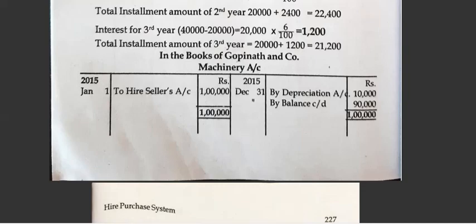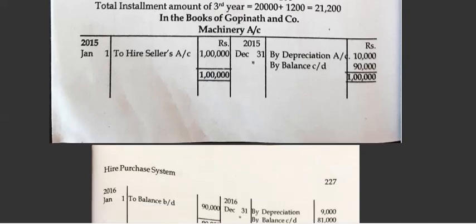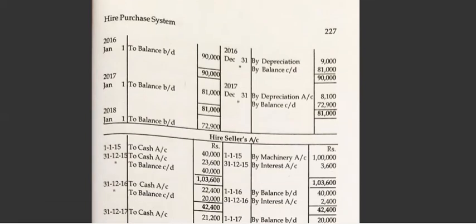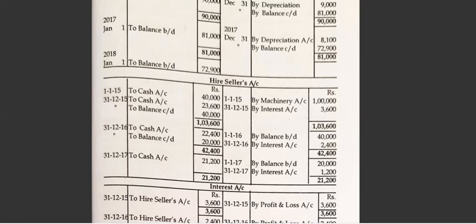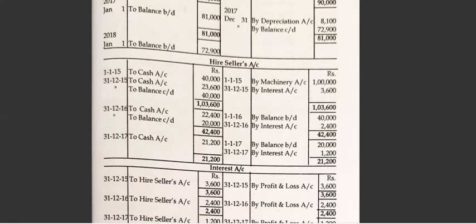Next is the last year. Last year also the same entries will repeat, that is the interest entry and depreciation entry. Interest entry by interest account 1,200 to cash account, that is installment account 21,200. 20,000 is the installment plus 1,200 is the interest. So the total will be 21,200 on both sides. Next, bring the interest this side, it is 1,200, transfer to profit and loss account.